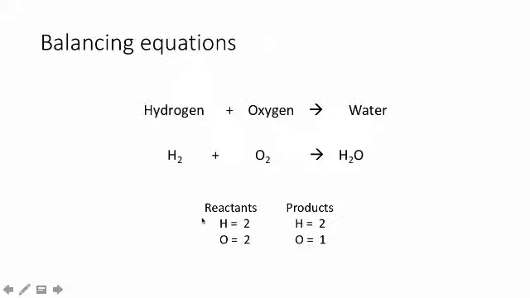So we count out the number of atoms of hydrogen and oxygen on the reactant side, and we see that there are 2 atoms of hydrogen and 2 atoms of oxygen. On the product side, we have 2 atoms of hydrogen and a single atom of oxygen. Because this is not balanced, there is more oxygen on the reactant side than the product side, we can add a coefficient in front of the water molecule to increase the number of oxygen.